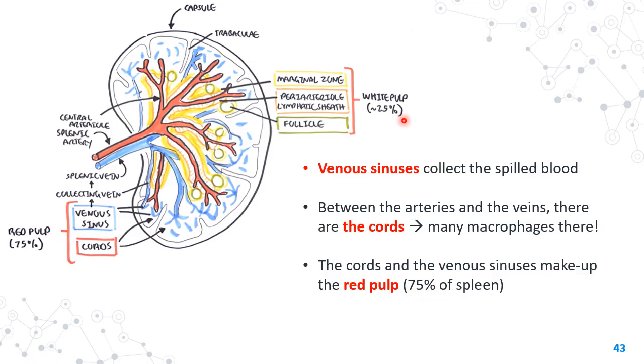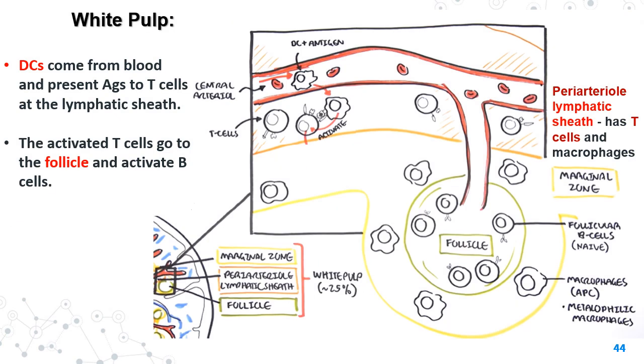So the red pulp is really what mainly makes the spleen. You look here, like 75% of the spleen is made up of red pulp. So what is the percentage for your white pulp? Everybody awake? About 25 is right there, even if you're not awake. Okay. So a lot of red pulp.